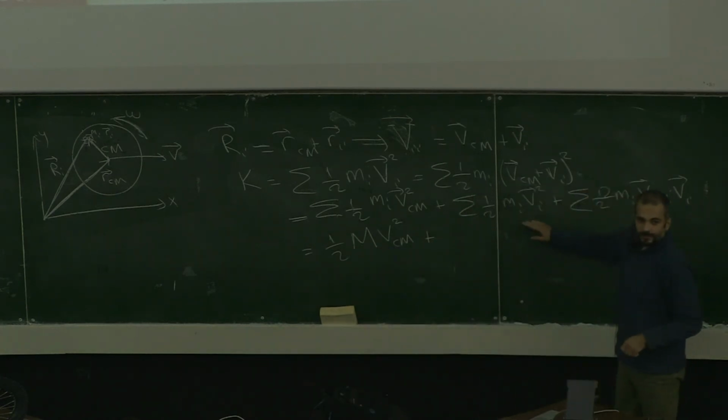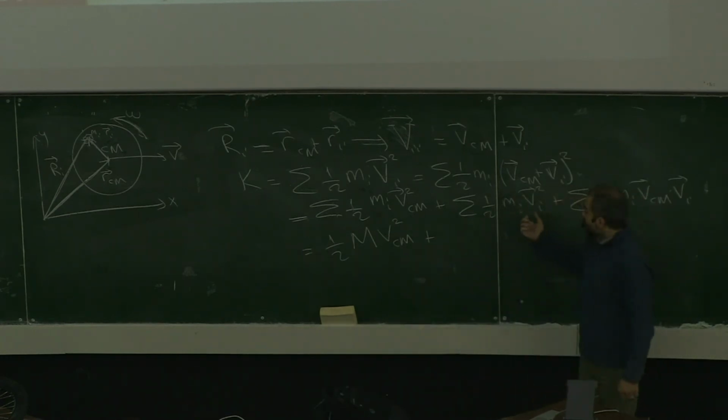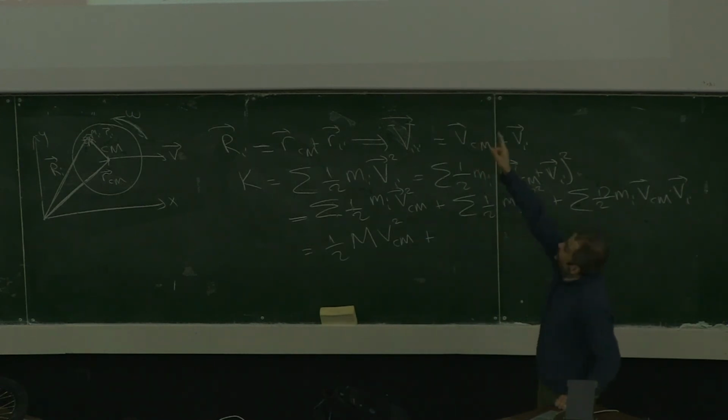I have this one. This is the kinetic energy of my system relative to the center of mass, because this velocity is the velocity relative to the center of mass. But we had already calculated it. The kinetic energy relative to the center of mass is nothing but 1/2 I omega squared. This is the internal energy of my system.